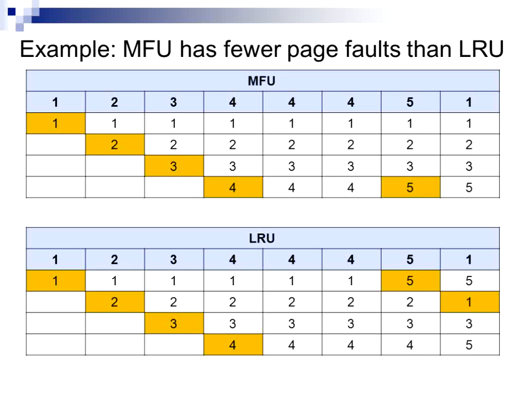So here's an example where MFU has fewer page faults. Here's my page reference string, 1, 2, 3, 4, 4, 4, 5, 1, and I just filled out this table the way we did in class, looking at both the MFU and the LRU algorithm. So what would happen here is MFU would generate 5 page faults, and LRU in this sequence would generate 6.